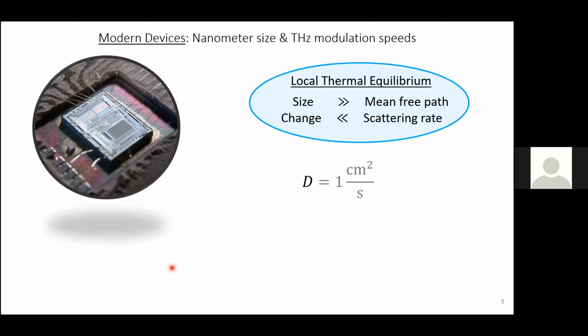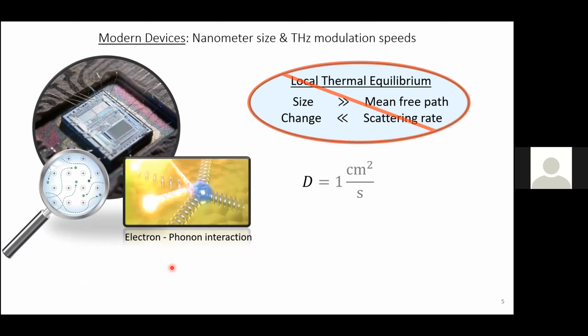But nowadays, we're going to nanometer size, right? Our computer chips are getting smaller and smaller. The modulation speeds are getting higher and higher. So basically, we are breaking this local thermal equilibrium. And if you look into it, you will find that the particles you're looking at are electrons and phonons, and they couple. So they are not anymore necessarily in a thermal equilibrium.